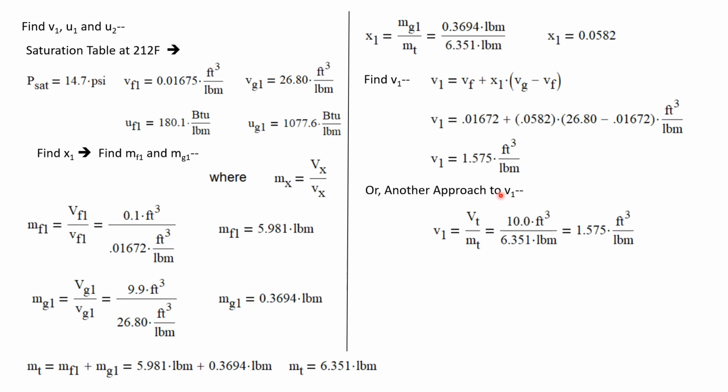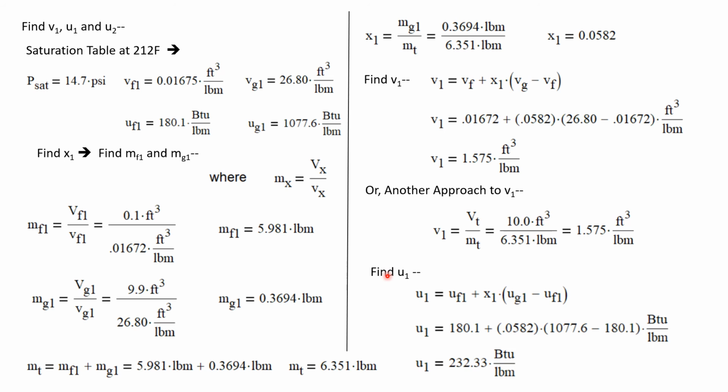Now, there's another way we could do this. We could calculate it more directly. We could simply go back to the definition of specific volume. It's the volume divided by the mass. And since we're looking at the mixture, we're looking at the total volume and the total mass. Well, the total volume, we said, was 10 cubic feet. The total mass is 6.351 pound mass. That gives us 1.575 cubic feet per pound mass. It's the same value that we got with the other calculation.